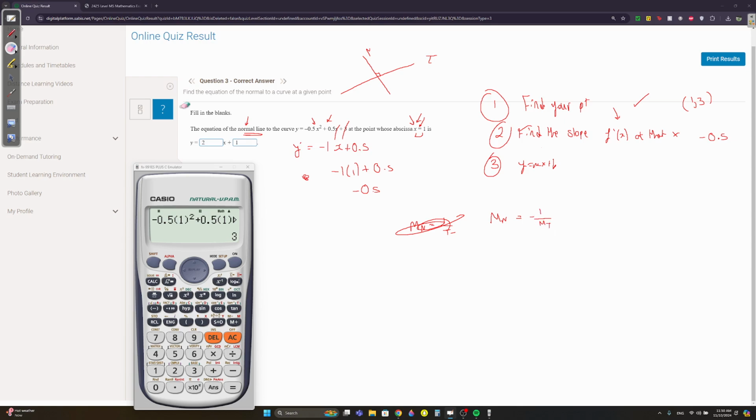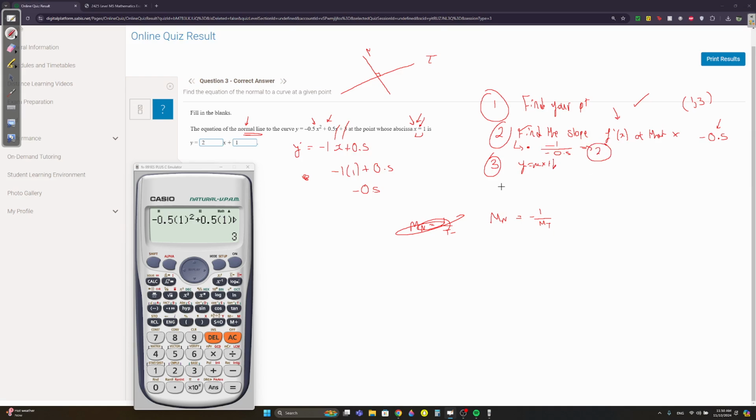Remember this? This is very important, guys. This is grade 7 math. So find the slope, f prime of x at that x. We know it's -0.5, but since we're looking for a normal, there's an extra step. We want the perpendicular slope. So what do we do? -1 over -0.5. You get 2. So now we found the slope.